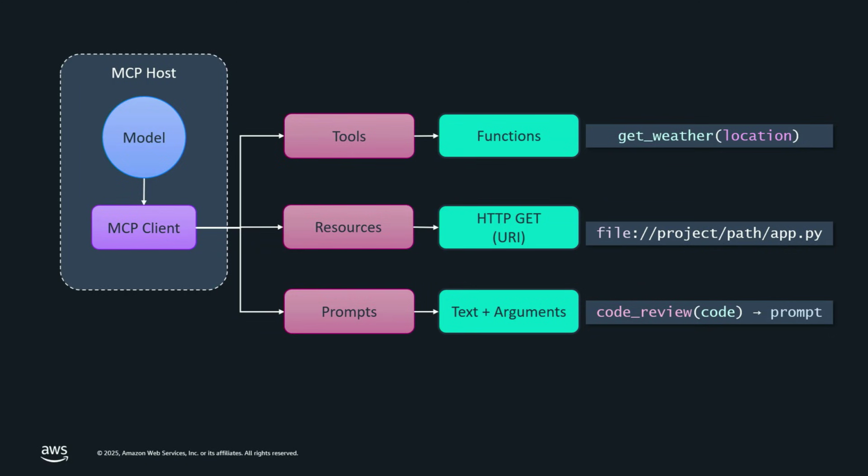Second, we have resources. These are the external data sources that your agent can access, like databases, lists, documents, files, URLs, basically all the information that your agent can read. And lastly, we have prompts, which is an instruction manual, including text and arguments. So it is basically telling the model that this is the given context for the response you will send.